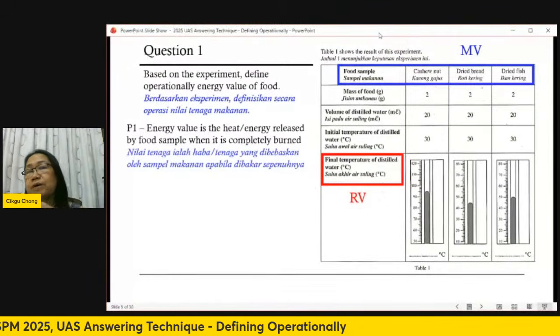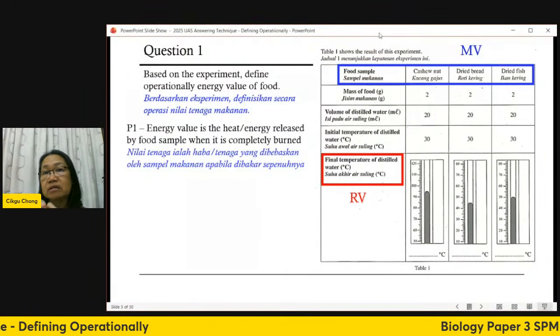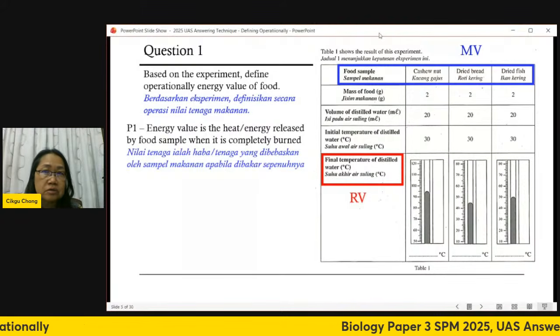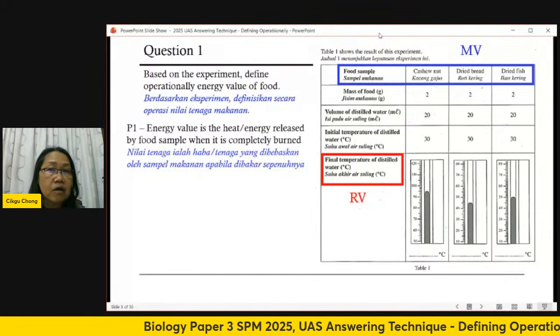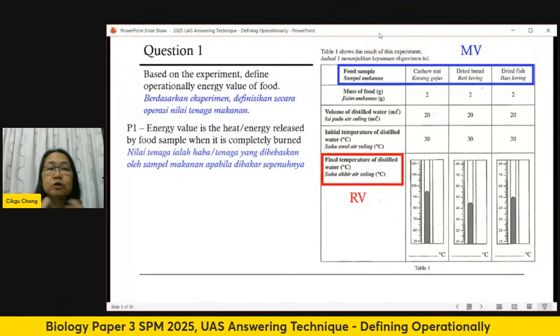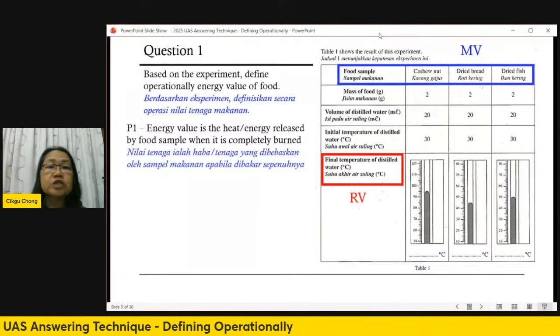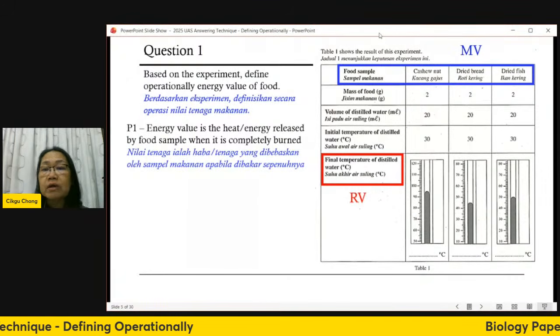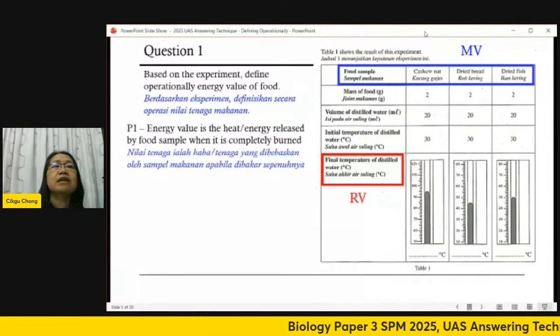If you don't burn it completely, some of the energy is still locked inside the food molecule. You did not release it, so your reading, your data, will not be accurate. So the first point you must mention is that energy value is the heat or the energy released by a food sample when it is completely burned. Right. Now, second point.